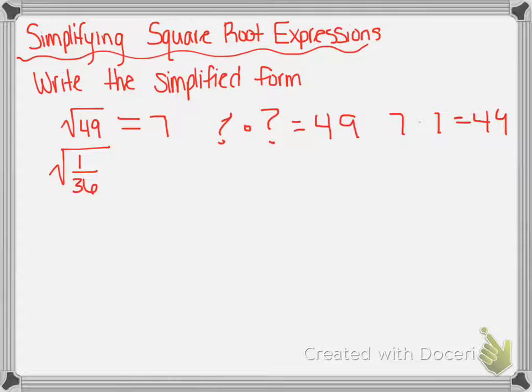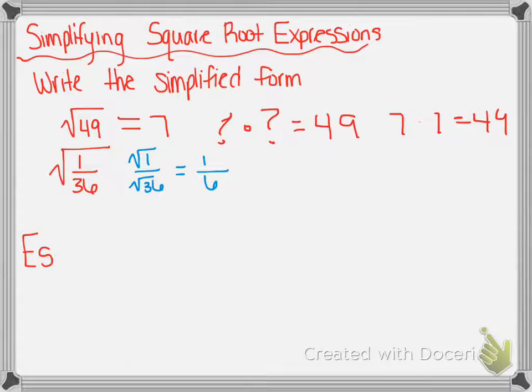Another example, the square root of 1 over 36. 1 over 36, it's a fraction, but we can also think of this as the square root of 1 over the square root of 36. Okay, let's break that apart. Well, the square root of 1 times 1 is 1, so then square root of 1 is 1. Square root of 36, what number multiplied by itself equals 36? Well, that is 6. So the square root of 1 over 36 is going to be 1 over 6.